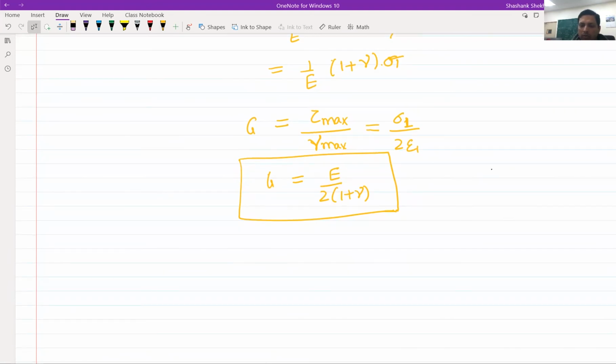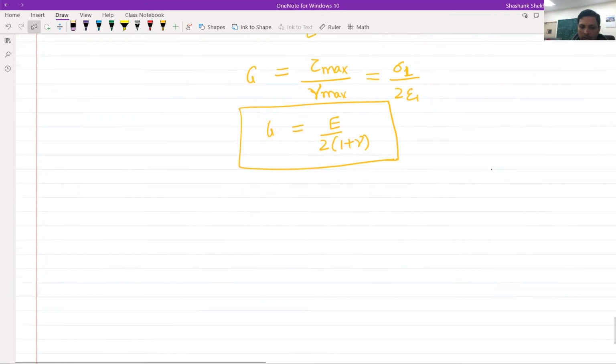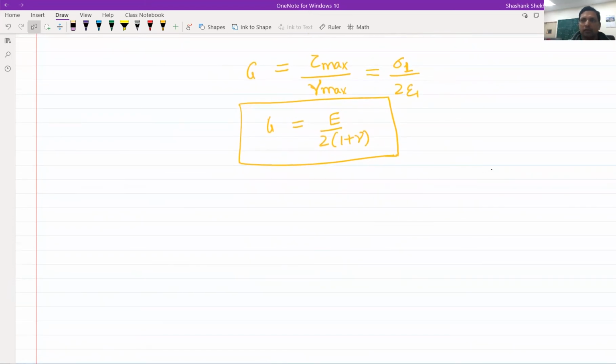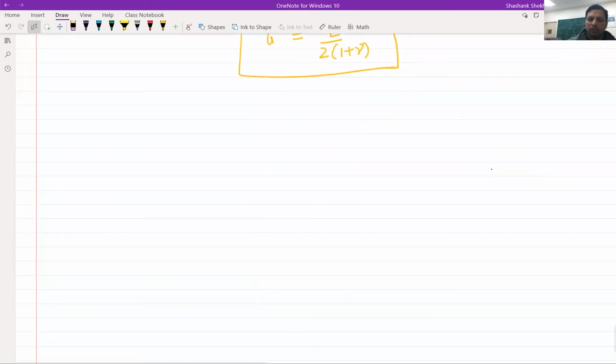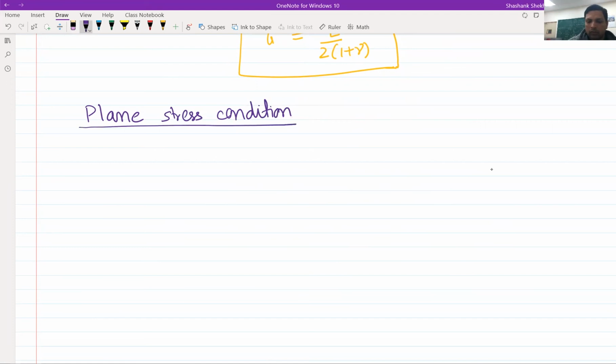Now that we have this, since we are talking about the elastic properties, let's also look at two special conditions. One is called the plane strain condition and the other is called the plane stress condition. So first we will look at the plane stress condition. So what is a plane stress condition? This condition defines that your stresses are there only in the plane. There is no out of plane stress. So for example, you may have a thin sheet like this.